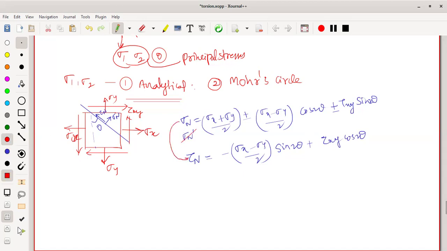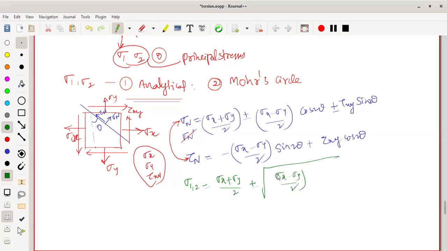These two are the stresses on inclined planes, and these are the formulas, because in the question itself they will give sigma x, sigma y and tau xy directly. If the direction is like this, you have to consider it as positive, otherwise you have to take it as negative. Next, if you want to calculate sigma 1, it also has a formula. So directly I can write sigma 1,2 is equal to (sigma x plus sigma y) by 2 plus or minus square root of ((sigma x minus sigma y) by 2) whole square plus tau xy whole square. So it is the principal stress equation.